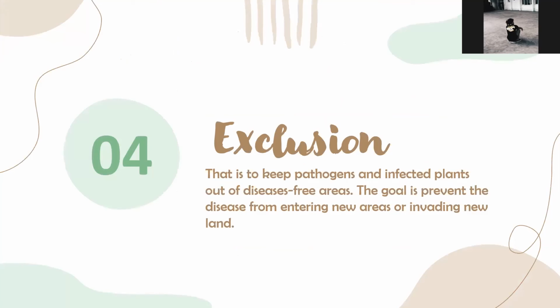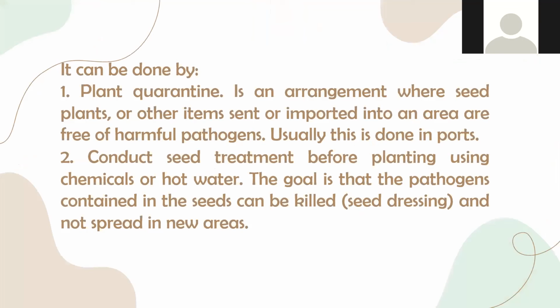4. Exclusion. Exclusion is to keep pathogens and infected plants out of disease-free areas. The goal is to prevent the disease from entering new areas or invading new land. Exclusion can be done by, first, plant quarantine, which is an arrangement where seed plants or other items sent or imported into an area are free of harmful pathogens. Usually this is done in ports.